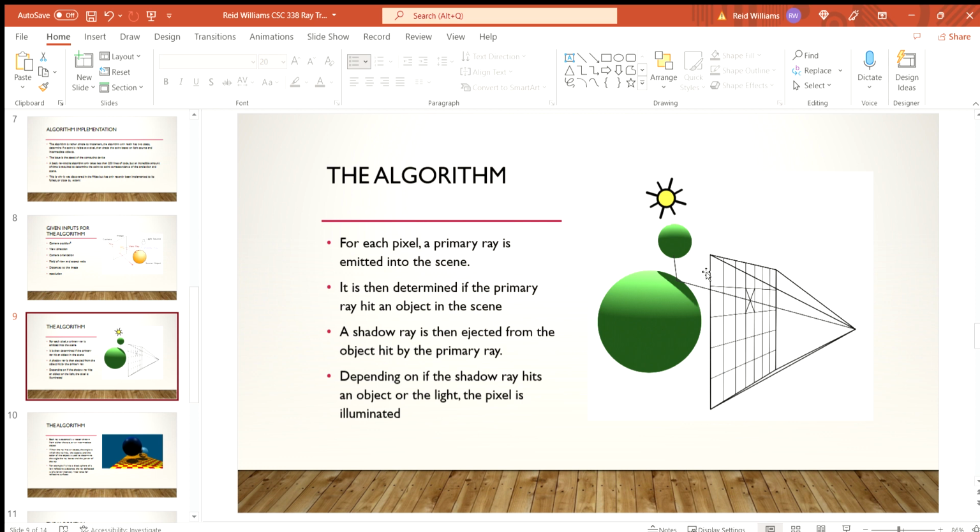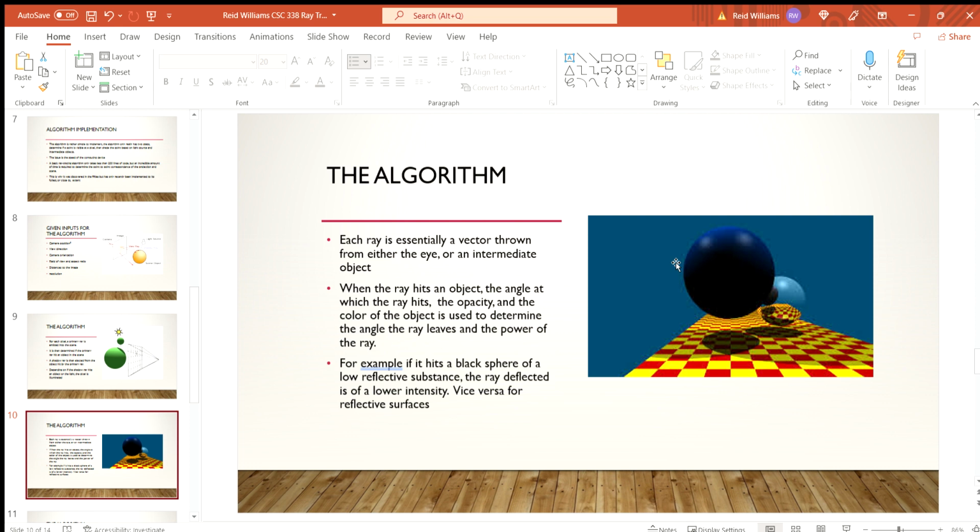So for each pixel, a primary ray is emitted into the scene. You can see with this little black line here through the middle of this pixel. And this is done for thousands and thousands of pixels, so that's why we're talking about this processing power. It's then determined if the primary ray hit an object in the scene, and if it does, a shadow ray, so this one, the one coming off of the big ball, is then ejected from the object hit by the primary ray, and then depending on if the shadow ray hits an object or the light, the pixel is emitted.